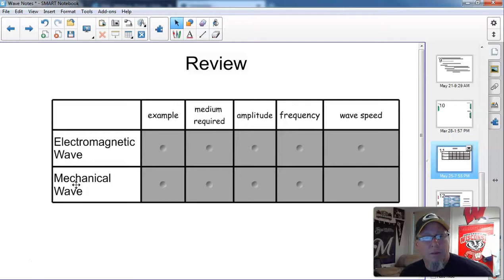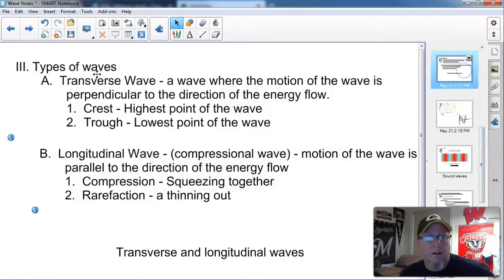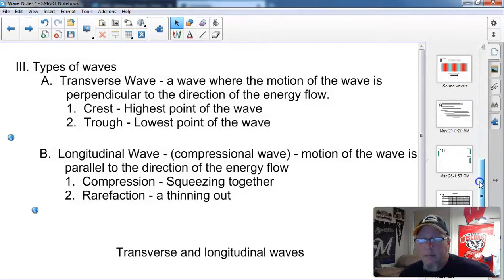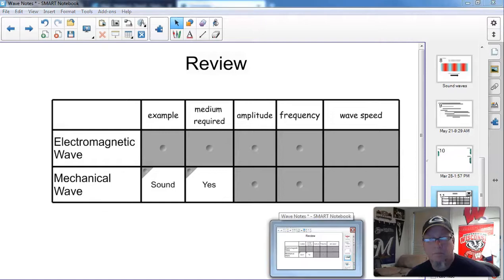So, I'm going to start with a mechanical wave. A mechanical wave can both be transverse or longitudinal. And when we say transverse and longitudinal, that goes back to this slide right here, where it can be transverse or longitudinal. And a great example of that is sound. Okay? Because it's a mechanical wave, they have to have a medium required. There has to be a medium.